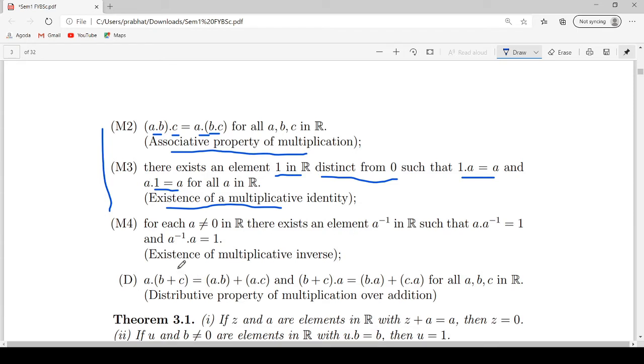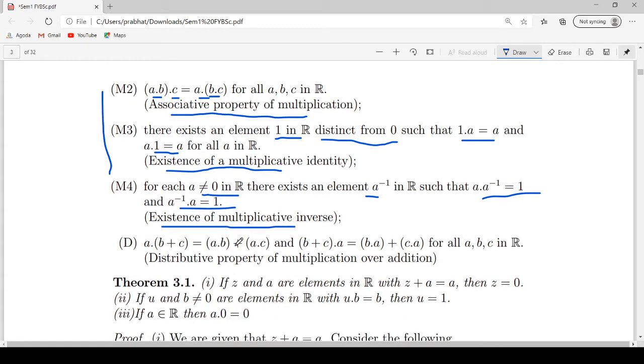And next property with respect to multiplication is existence of multiplicative inverse. That means if you have a non-zero element A inside your set of real numbers R, then there exists an element which we denote by A inverse in R, such that A into A inverse is equal to 1 and A inverse into A is also equal to 1.